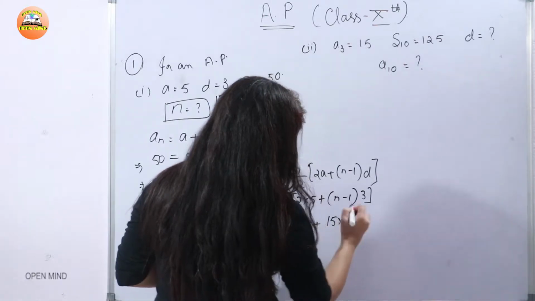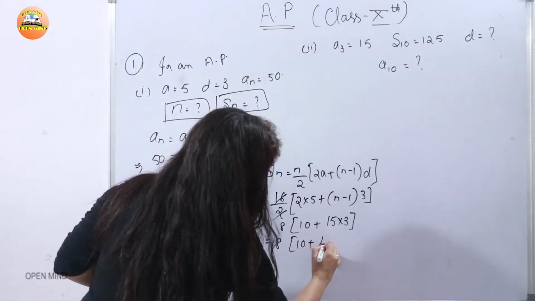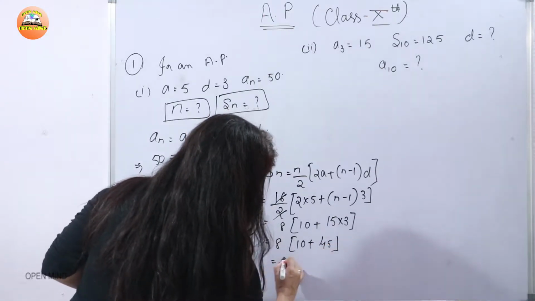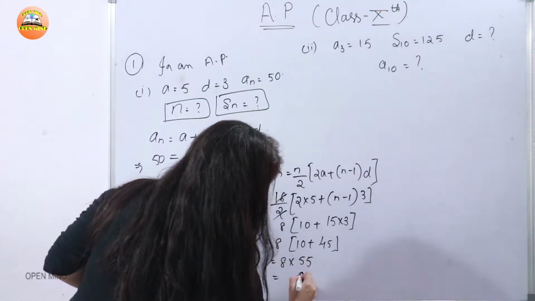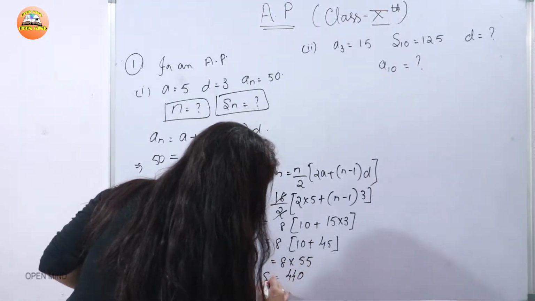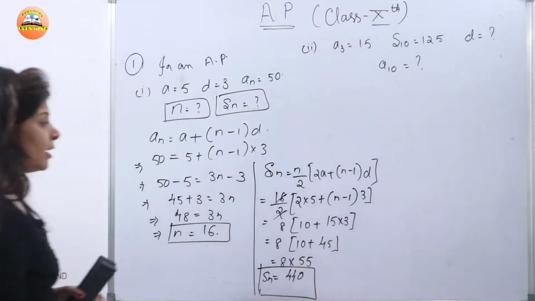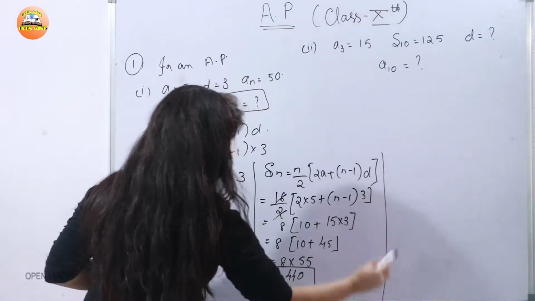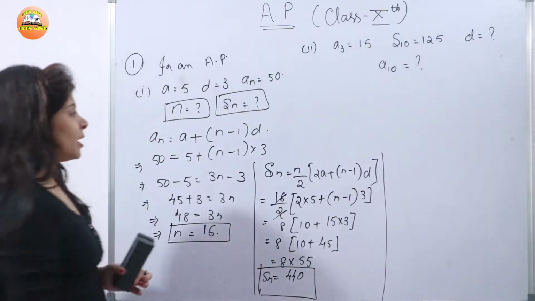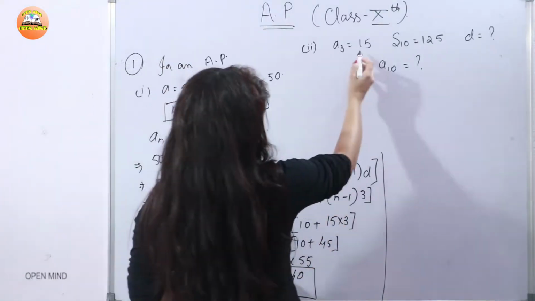You can directly write it down. So this equals 10 plus 45, which is equal to 8 into 55. So 5 8s are 40, this will be 44. So the value of Sn comes out to be 440. So this is the way we do the question. Okay, now we will see another question. So here we go with our second question.